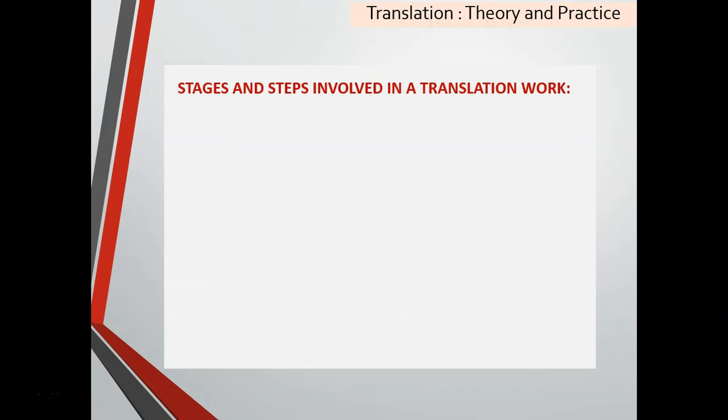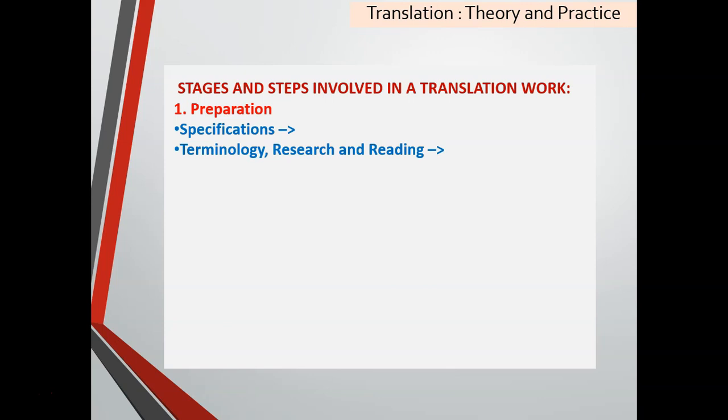If we try to shorten and summarize the steps and the stages involved in any translation work, we can divide it into 4 main stages and steps. The first one is called preparation. In preparation comes the role of specifications, or the characteristics of the original that are considered for the translation, or in short, it's called the client's requirement. What does the client require from you?